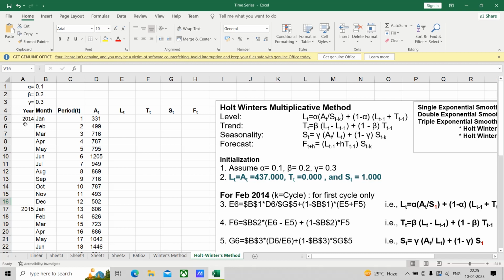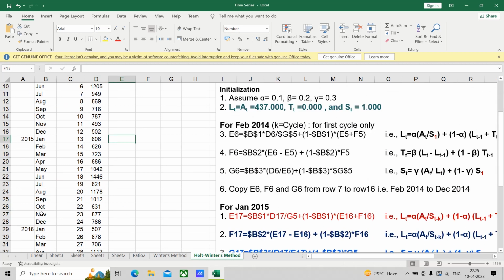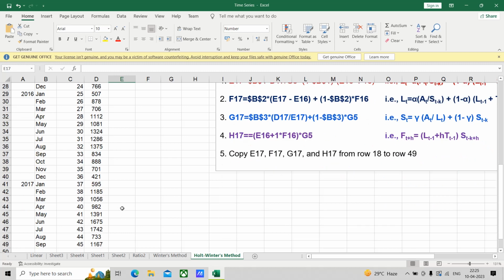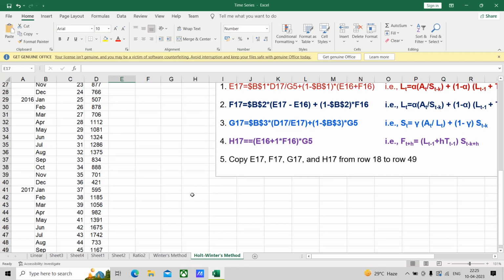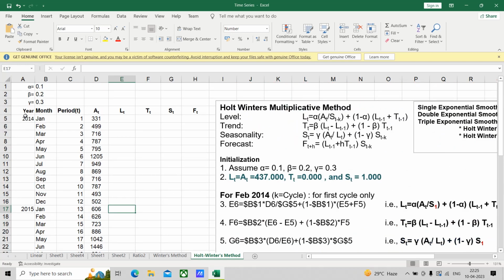In first column I have shown the years. There are different years: 2014, 2015 from January to December, 2016 from January to December, and 2017 from January to September. In first column I have shown year, in second column I have shown the month of that year, and in third column I have shown the period, and it is denoted by small t. 1, 2, 3, 4, 5, 6, 7 and so on.